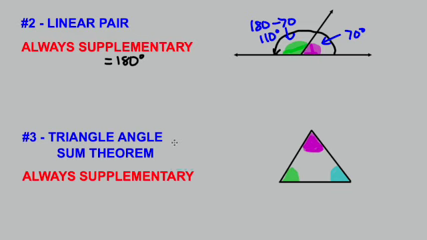Finally, the third type we're going to talk about in this video is going to be what we have over here. We have a triangle. And so there is a theorem that was made up a long time ago. And what it says is, it's called the Triangle Angle Sum Theorem. And what it is that all angles, all three of them in a triangle, it doesn't matter what triangle you have, if it's equilateral or scalene or a right triangle or whatever you have, the angles are always going to add up to be 180 degrees. So in other words, they're always supplementary.